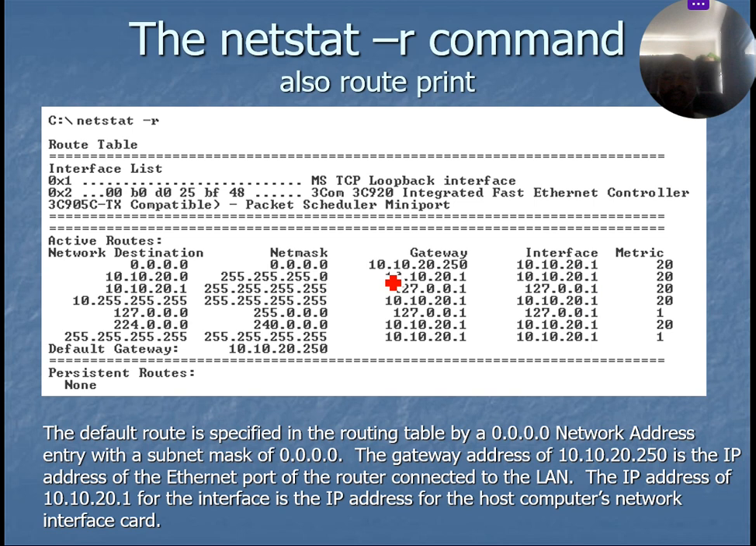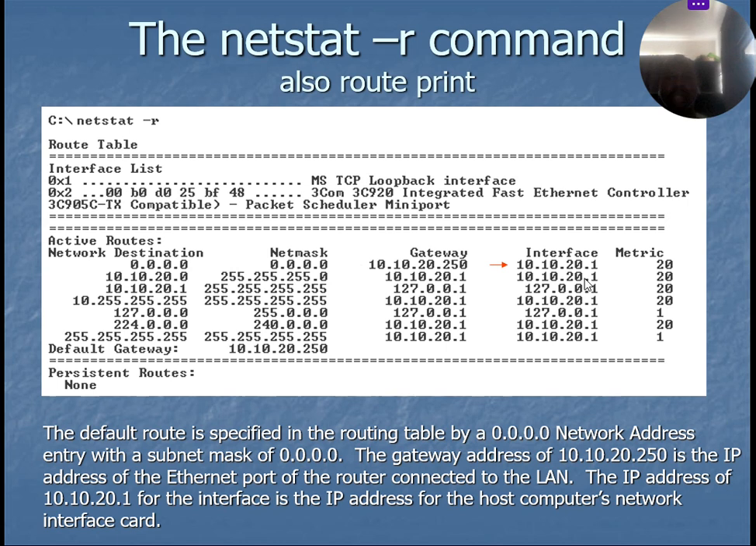Okay, so you take a look, because this is a display of the route print command. It shows you the default route that is specified in the routing table. In the routing table, you can see here the network destination, the network address is 0.0.0.0, and the network mask is also 0.0.0.0, and then the gateway address is 10.10.20.250. I will show all of this. Then the interface is 10.10.20.1, the interface being the computer where it's coming from.